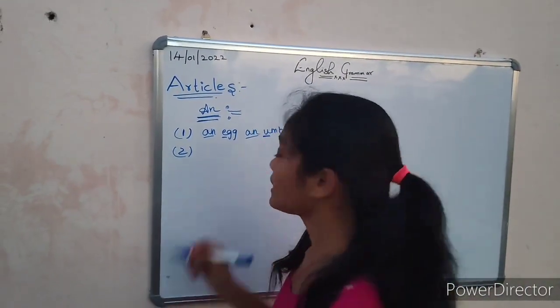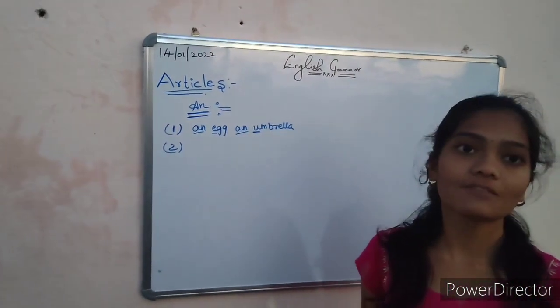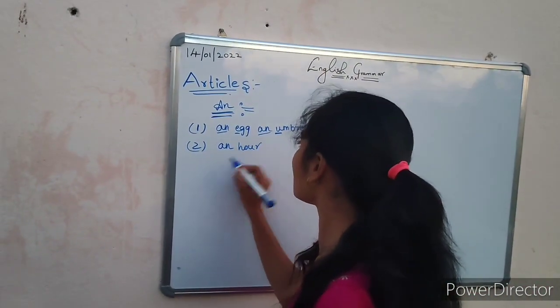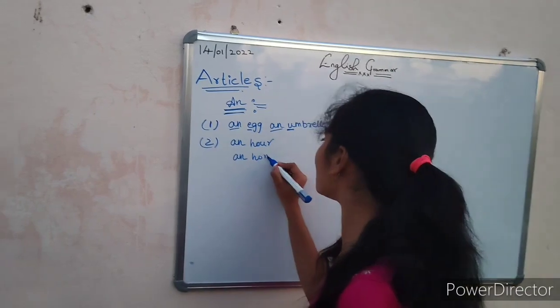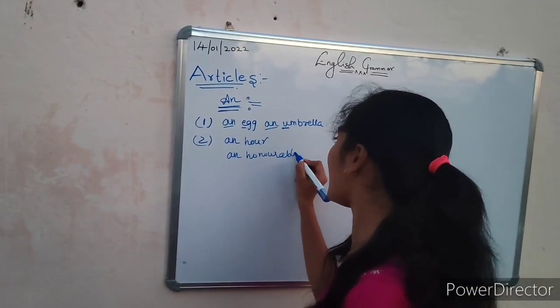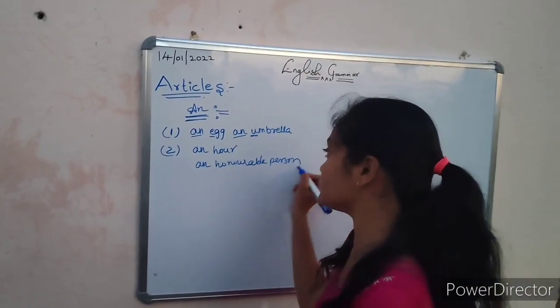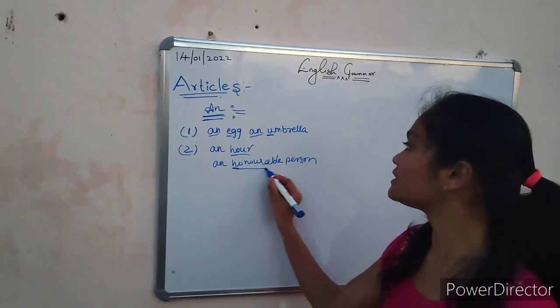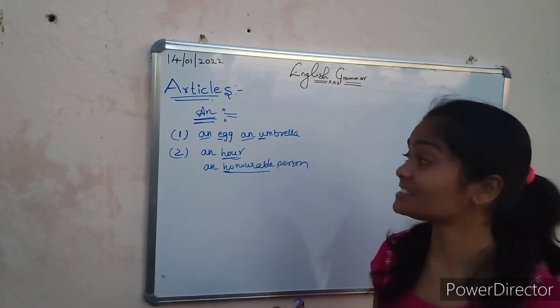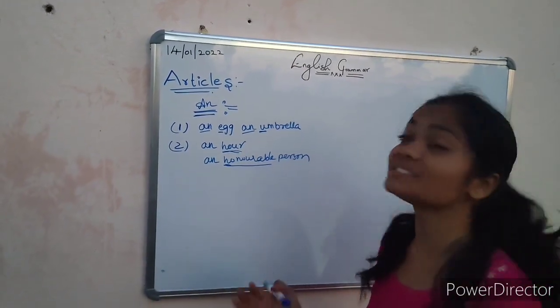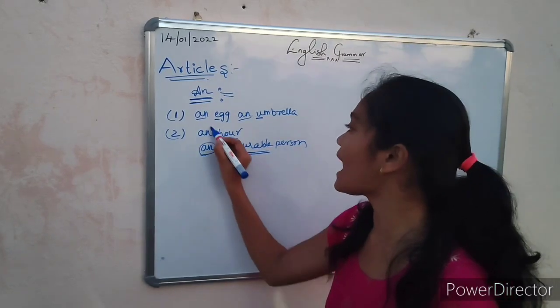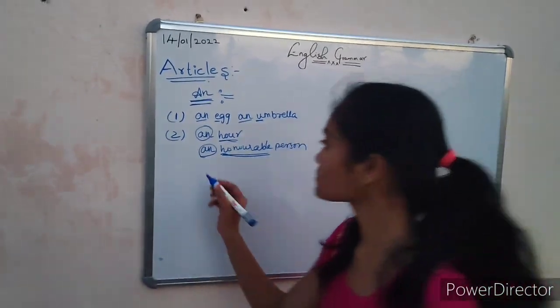And the second case, before the words which begin with a silent H. For example, an hour, an honorable person, and an honest man. Here H is silent. That's why, if we observe these sounds, we do not pronounce them as 'hour' with an H sound, we pronounce them as 'our'. That's why they give vowel sounds. So we use the article an before these words.